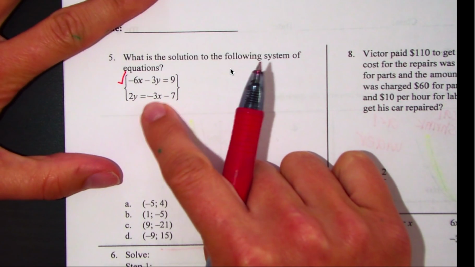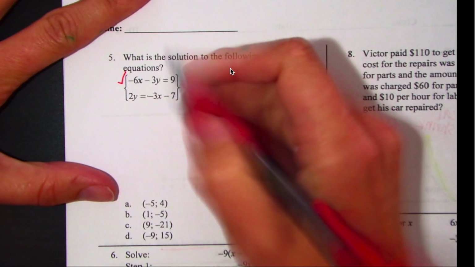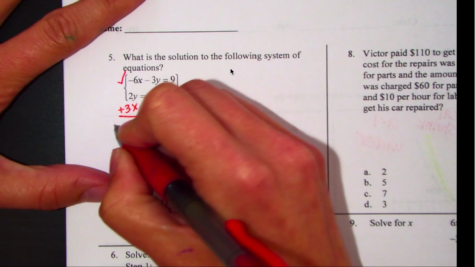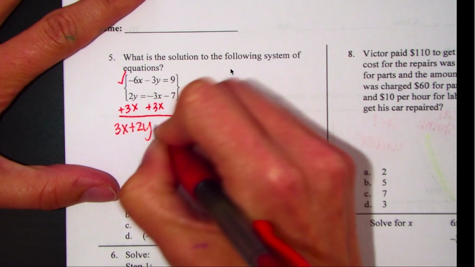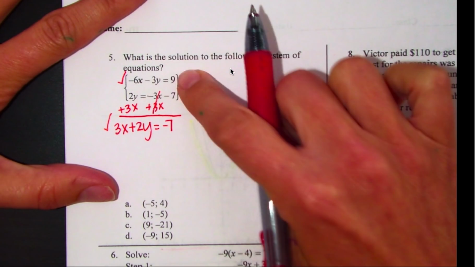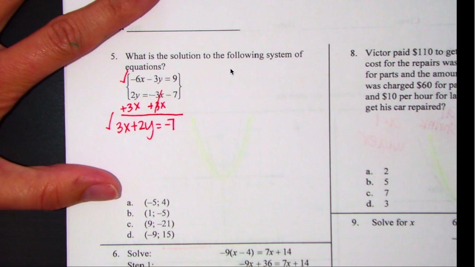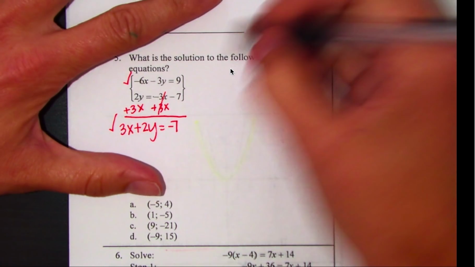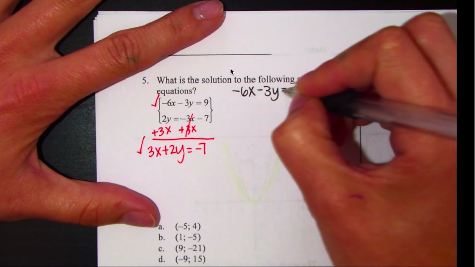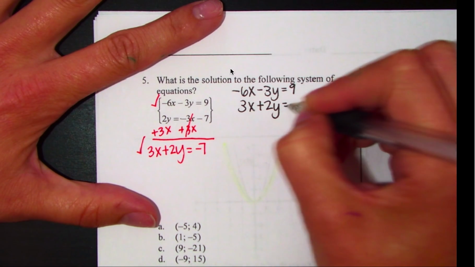So what I'm going to do first is move over that 3x to be in front of 2y. If I have -3x and I want to move it to the other side, I'm going to add 3x to both sides. So this new equation would be 3x plus 2y is equal to -7. I rewrote this second equation so that these can both be in standard form. All right, so I'm going to go ahead and copy this down. My first equation, I'm going to try to write small: -6x minus 3y is equal to 9, and then my new second equation, 3x plus 2y is equal to -7.